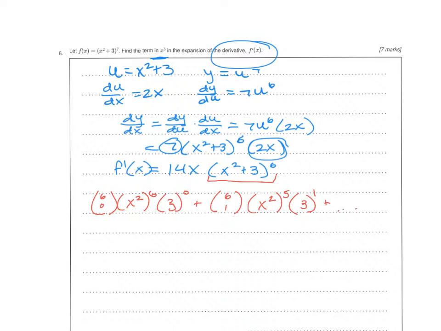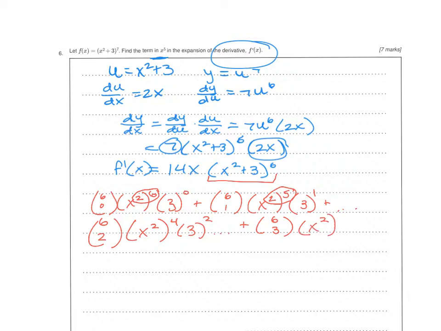So when I start looking at these, this right here would give us x to the 12th. That's way too big. This would give us x to the 10th. That's way too big. So it's 6 choose 2 times x squared to the 4th. That's going to give us x to the 8th. That's way too big. 6 choose 3 times x squared to the 3rd times 3 to the 3rd. That gives us x to the 6th. That's still too big. But what about the next one?